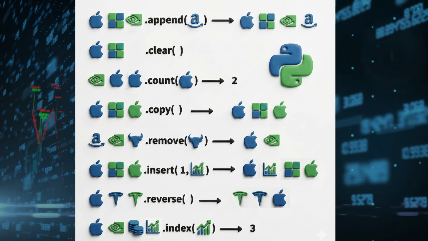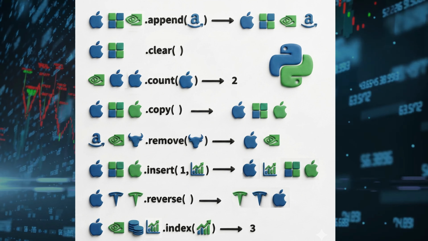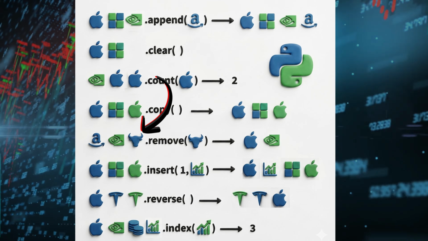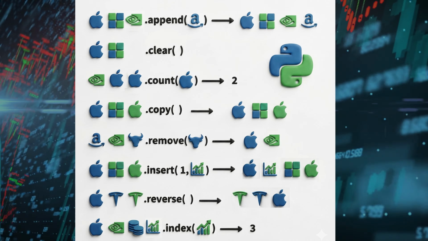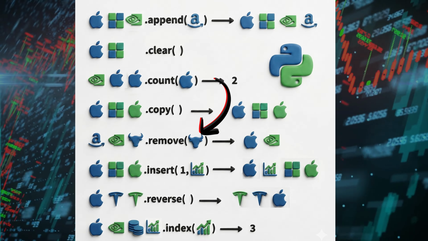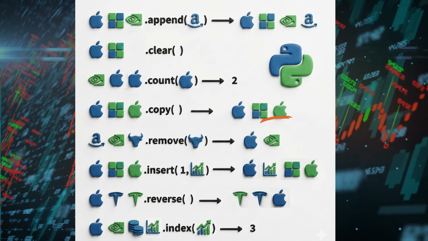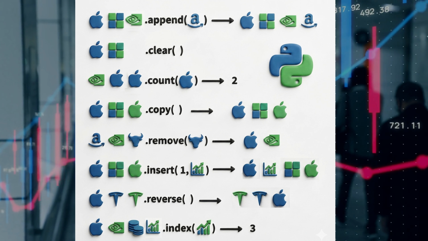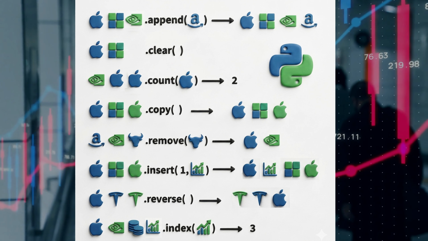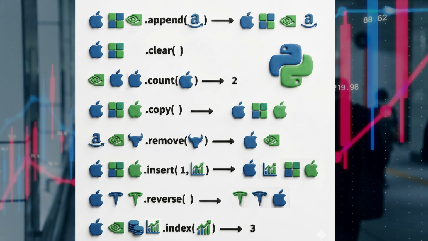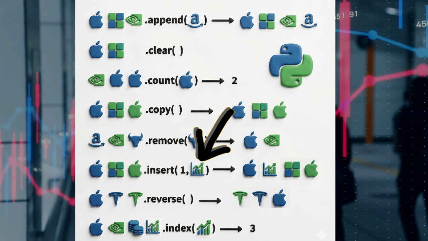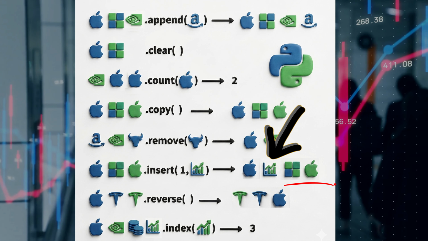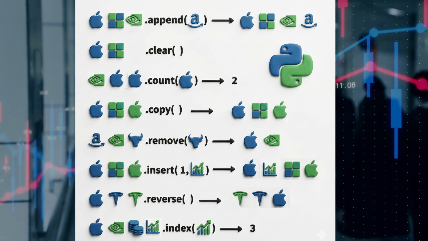Now, we clean. What if we imported a bad data point? Maybe a bankrupt company like Enron is cluttering our portfolio. We use remove. This searches for the first occurrence of that specific value and deletes it. It is value-based cleaning. But what if we missed a spot? Maybe we forgot to record the dividend from January, and now it's March. We need precision. We use insert. This allows us to inject an item at a specific index position, shifting everything else to the right. It's perfect for fixing gaps in a time series.